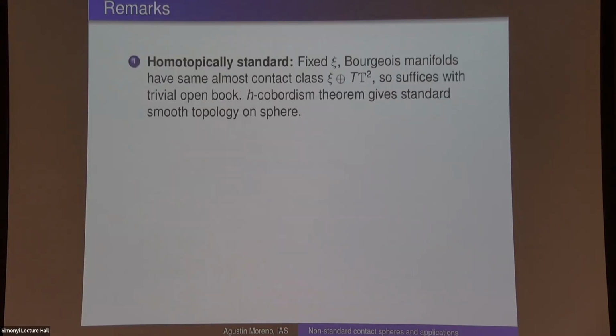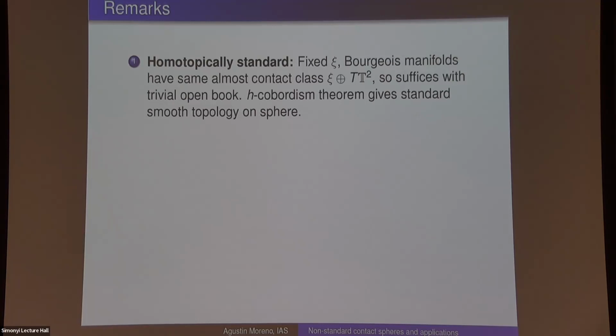Okay, so for the end of this construction, let me give you a bunch of remarks. I gave you one geometric construction. How do we get that it's homotopically standard, so that the underlying formal topological data is not changed? If you fix the contact structure of the original manifold and do the Bourgeois construction, then the almost contact structure is just psi plus the tangent bundle of T2. So it only depends on psi and not on the open book. So it suffices to look at the case of a trivial open book, and that's easier to track.